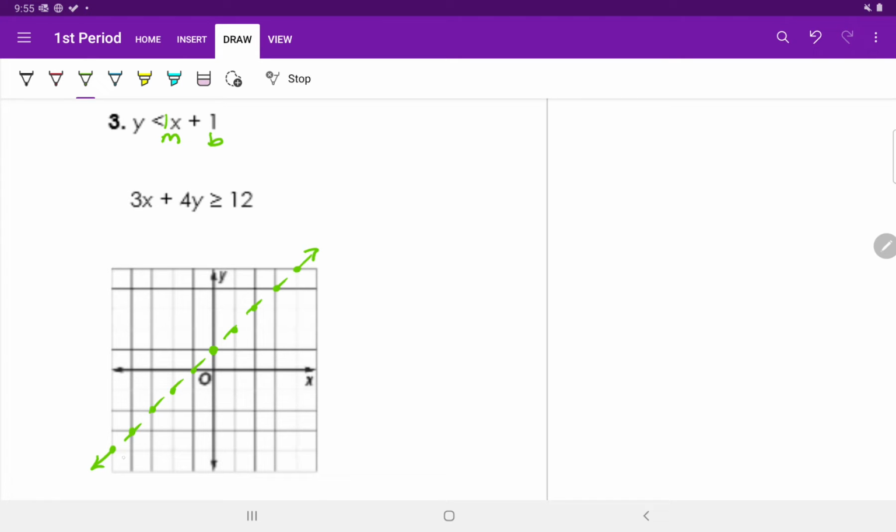And since it's less than, we would shade this below. So I'm just going to draw a few light lines to indicate that we would shade this below. And now let's move on to our other line.